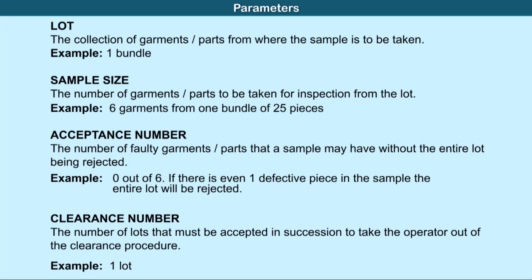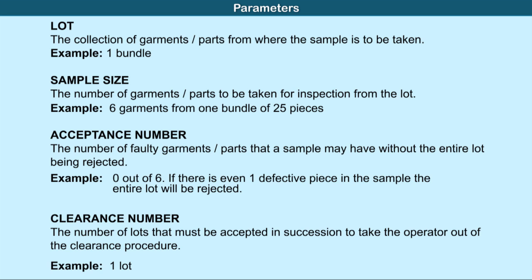Sample size is the number of garments or parts to be taken for inspection from the lot, that is, 6 garments from one bundle of 25 pieces. Acceptance number: the number of faulty garments or parts that a sample may have without the entire lot being rejected, that is, 0 out of 6. If there is even one defective garment in the sample, the entire lot will be rejected.